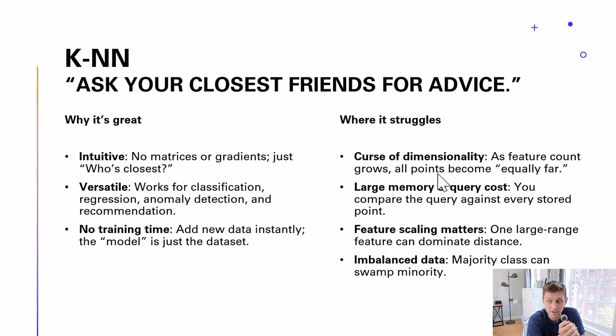And finally, when we increase the number of k, it can happen that the majority class swamps the minority. So if you have a very large amount of points in a certain class, it can completely bias the conclusion of your calculation.